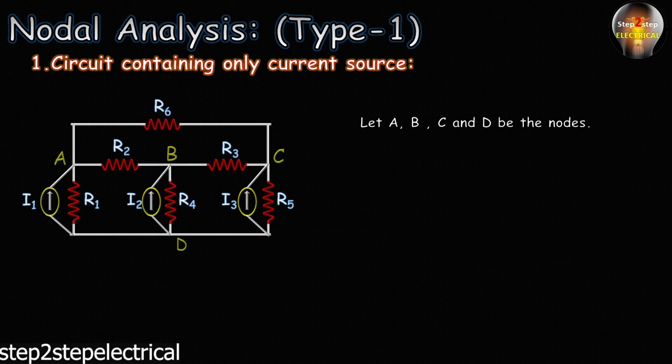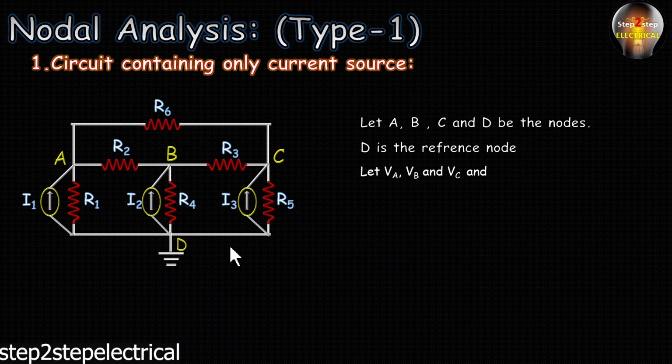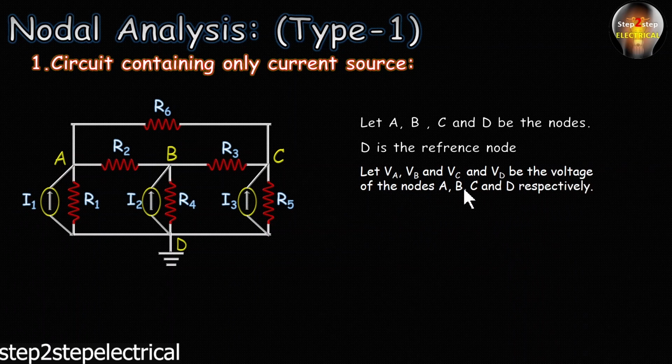First of all, we will assume A, B, C and D as the nodes. The very first step for nodal analysis is to assume the nodes, so for this circuit A, B, C and D are the nodes. The next step: node D is assumed as the reference node, so here it is grounded. Now we also assume VA, VB, VC and VD as the voltages of the nodes A, B, C and D.